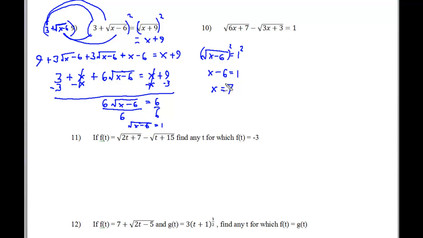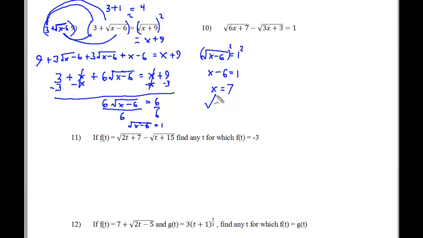Now it's important that when I get my answer, or answers, as the case may be, I go check that back into the problem. If I take a look at that from the original, 3 plus the square root of 7 minus 6, which really becomes 3 plus the square root of 1, which is 1, is that equal to the square root of 7 plus 9, or the square root of 16, which is 4? And so this checks out.